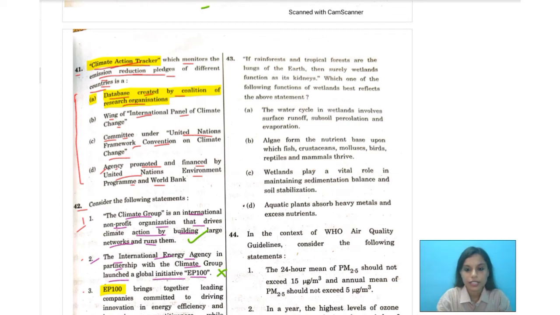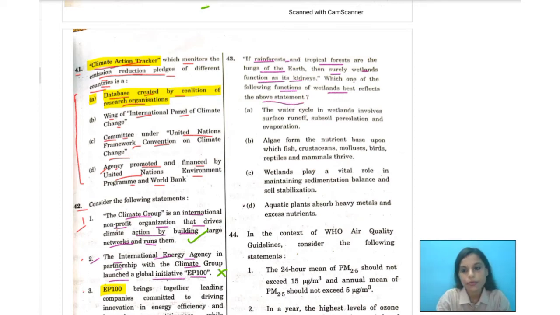Let's follow the next question. Question number 43 says, if rainforests and tropical forests are the lungs of the earth, then surely wetlands function as its kidneys. Which one of the following functions of wetlands best reflects the above statement?